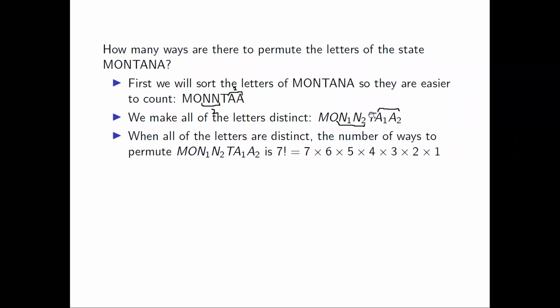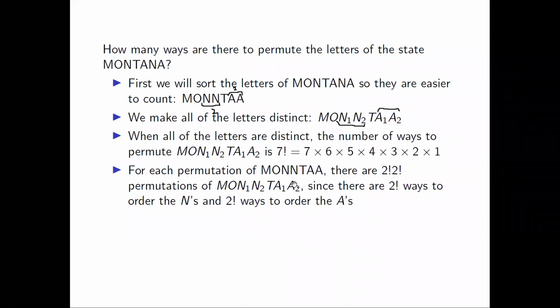When all these letters are distinct, we already know how to find the number of permutations of that word with the subscripts. That's just the number of letters in it factorial. So 7 factorial, that's 5,040. And then we can do like what we did in the last slide. So we can look at each permutation of Montana without the subscripts. And then we can look at the permutations corresponding to that one of the second version where we add the subscripts. So if we have a permutation of Montana right here, there's going to be 2 slots for the N's and there's going to be 2 slots for the A's.